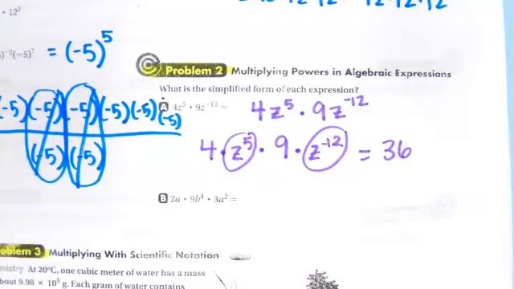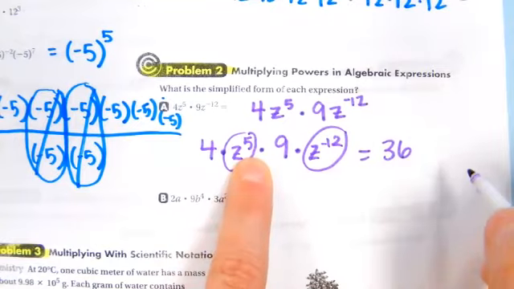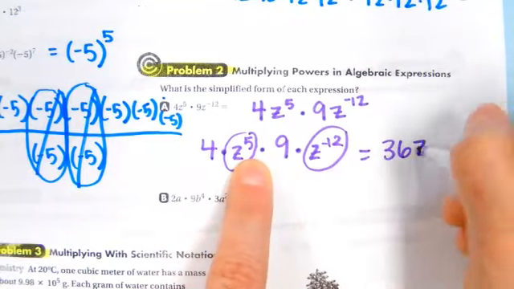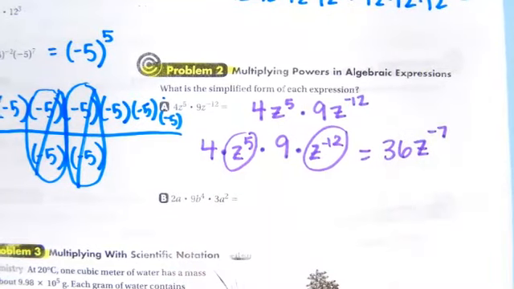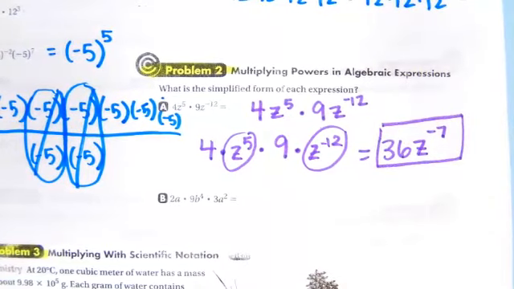And what did we just learn we can do when we have the same base? Add the exponent. So what is 5 plus negative 12? So we put down our base of z, and that would be negative 7. That's the answer. This is as simple as it will go. So you multiply unlike bases, and you add the exponent on bases that are alike.